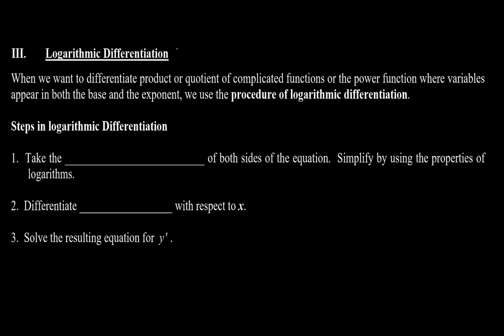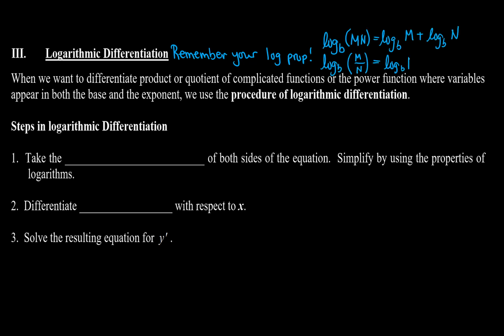So for logarithmic differentiation, it really is good for you to remember your log properties, especially those ones that I mentioned on the previous parts of this lecture. I'm going to write them down really quickly. So once you have those logarithmic properties in mind, let's look at the steps of logarithmic differentiation. First of all, you're going to take the ln of both sides. We call that the natural log. We're going to then simplify using the properties. So this is where these properties come in handy.